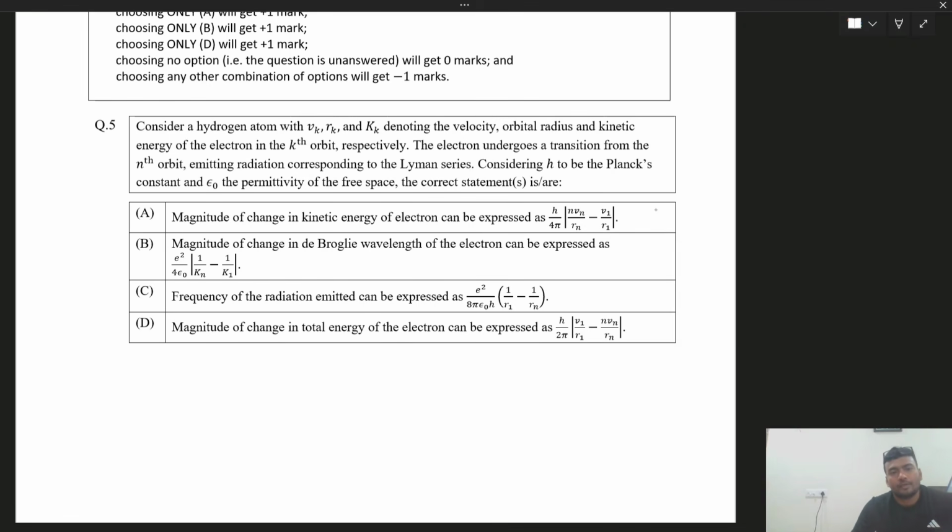Question number 5. V, K, R, K, and KK are denoting velocity, orbital radius, and kinetic energy in any kth orbit, like nth orbit. The electron undergoes a transition from some nth orbit, emitting a radiation corresponding to Lyman's rays. So technically, the electron is starting from n and jumping to n equals 1. For this case, you have to verify these 4 options. I think this question is a little bit lengthy if you don't know the direct formulas for velocity, radius, and kinetic energy. So let us find it.